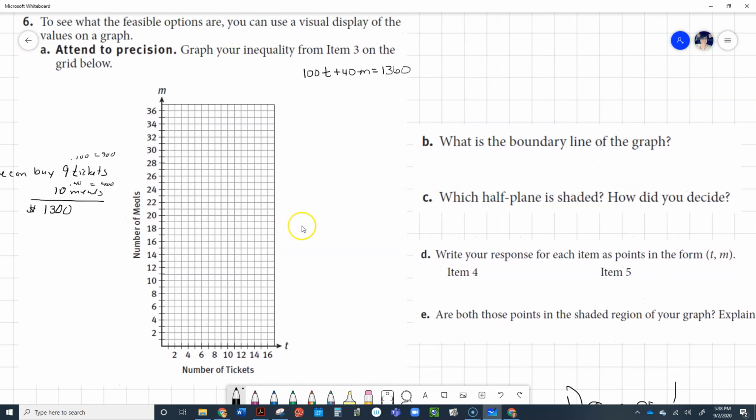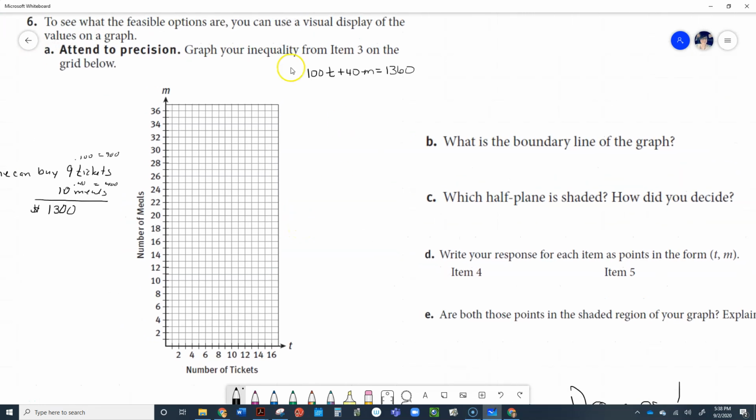Okay, so problem number 6 says, to see all the feasible options, you can use a visual display. So they want us to graph it. Graph your inequality from number 3. Uh-oh, I wrote down equality, not inequality. So they want me to graph this, okay?